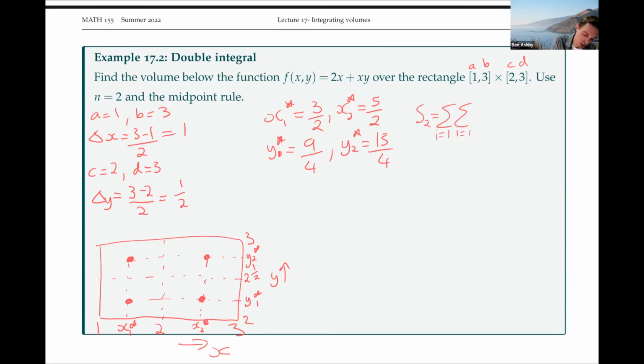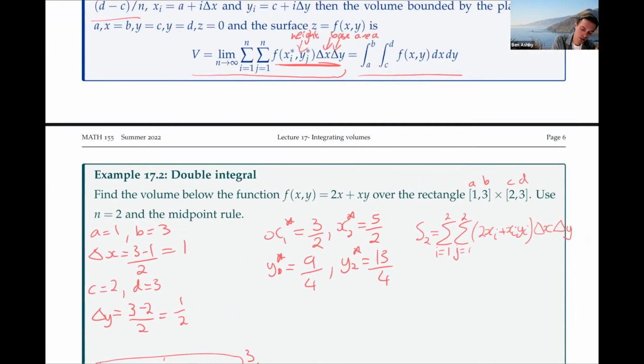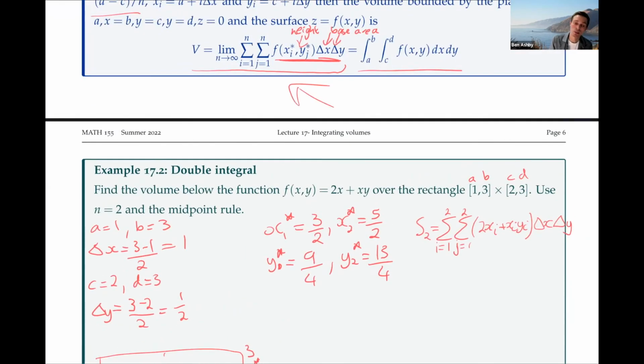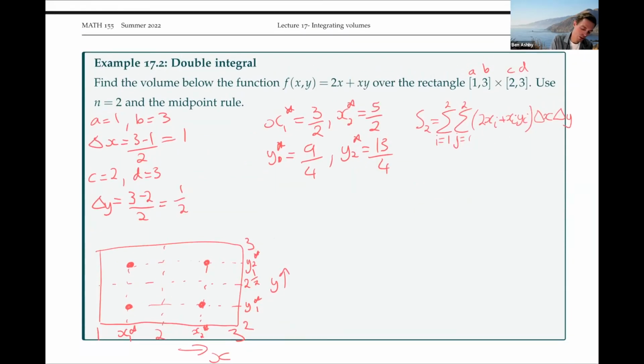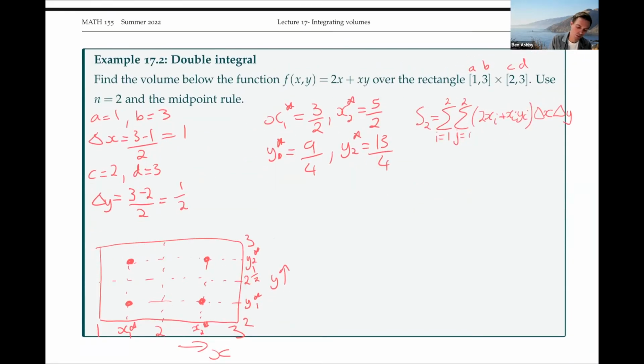sum from i equal to 1 and j equal to 1, both of them up to 2. We're going to have our function, so 2xi plus xi yi, times by our delta x times by delta y. So that's just using this formula for our volume here, but without the limits. We're breaking this up into 2 pieces because we've got n equal to 2, so 2 pieces in each dimension.